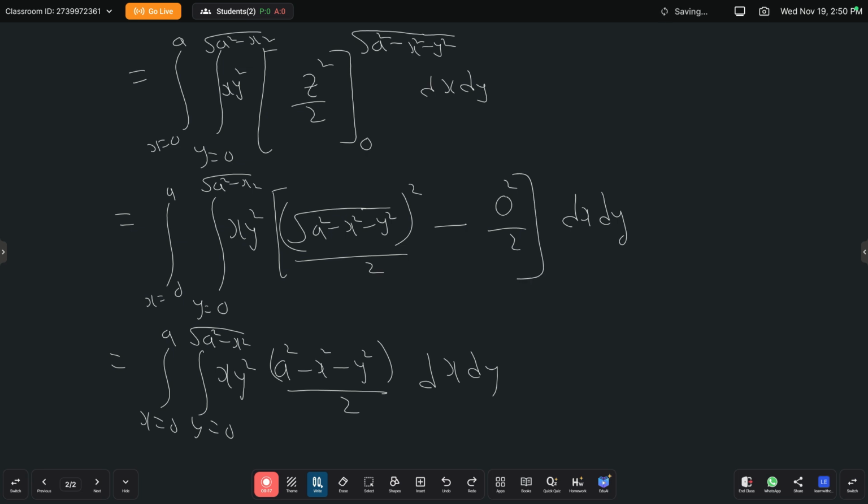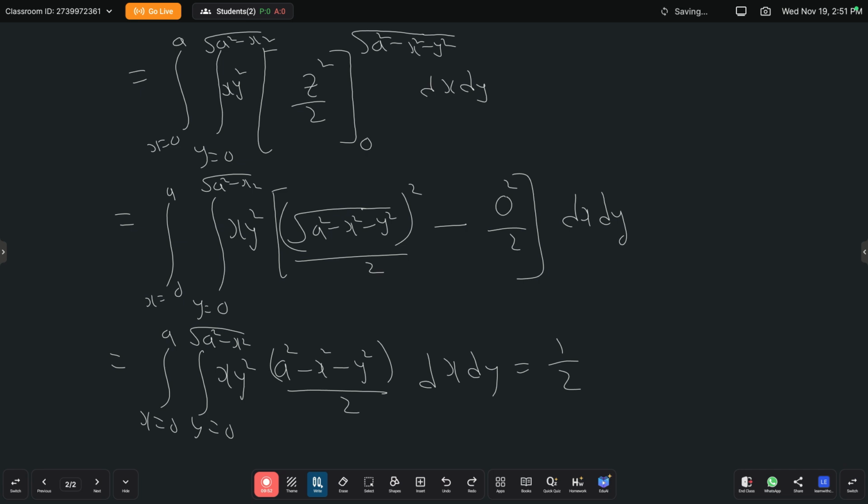Okay, into x y square only, dx dy. So square and square root get cancelled. 0 square is 0, 0 by anything is 0, so the lower limit value is 0. So totally this value is a square minus x square minus y square by 2 into dx dy. Here 2 is a constant, so it can be taken outside the integral. So this is equal to 1 by 2 into, next, look at the limits.